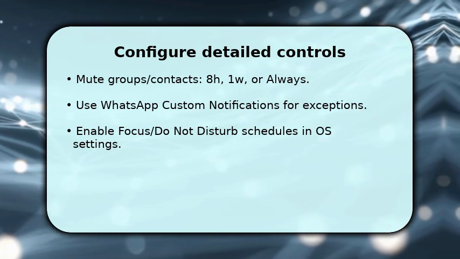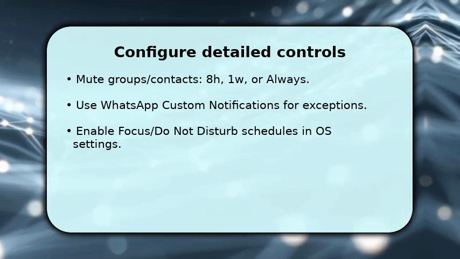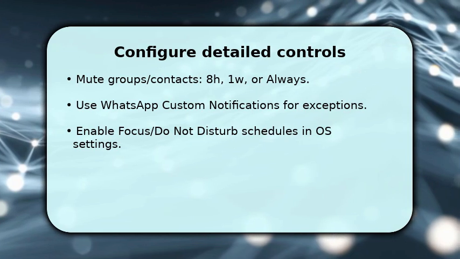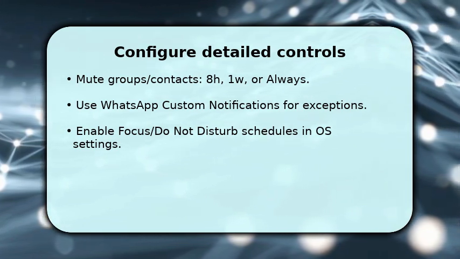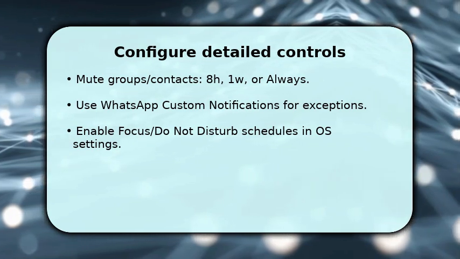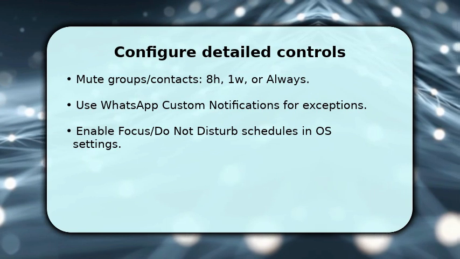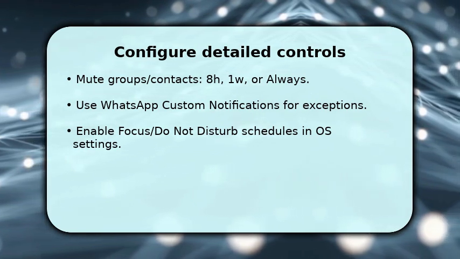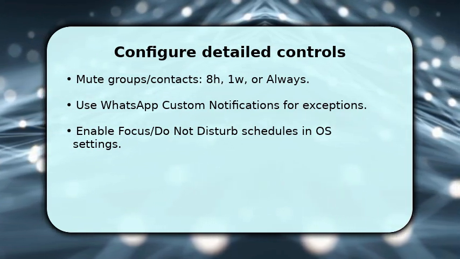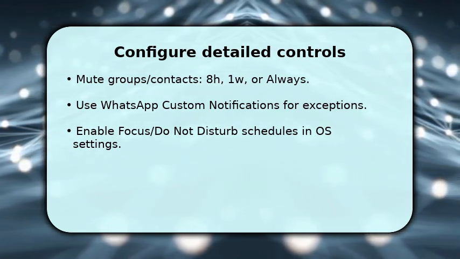This immediately silences messages. You should also set custom notifications for any contact allowed to bypass muting. Toggle sound, vibrate, and pop-up so important people get through. Then go to your phone's focus or Do Not Disturb schedules and add WhatsApp as a suppressed app or allow specific contacts. This ties app behavior to time-based rules, so you don't need manual toggles each day.